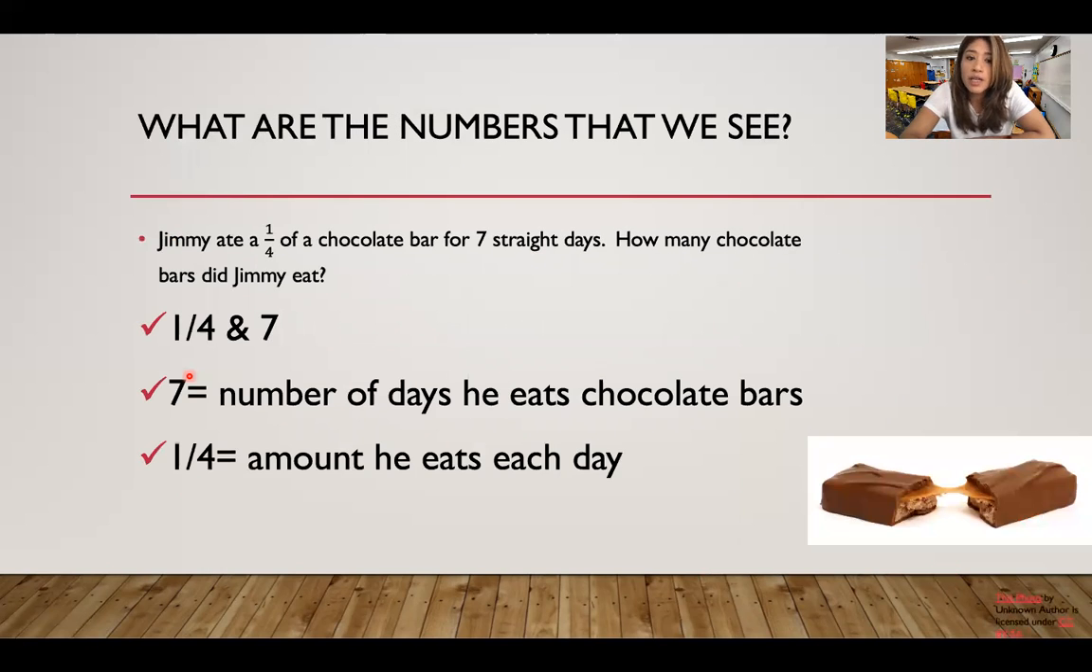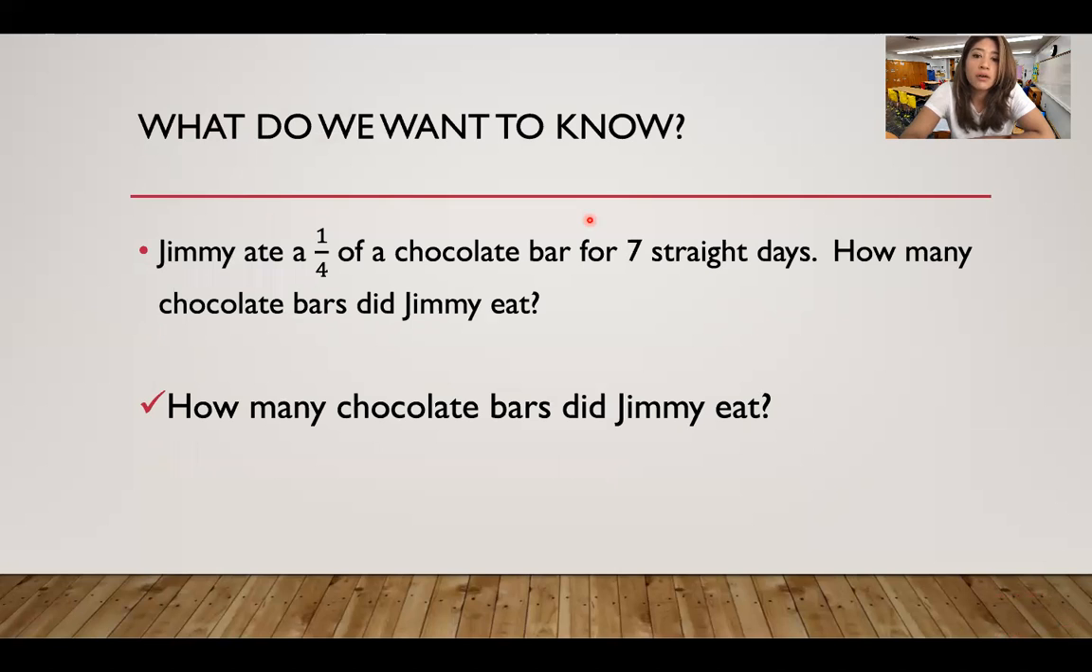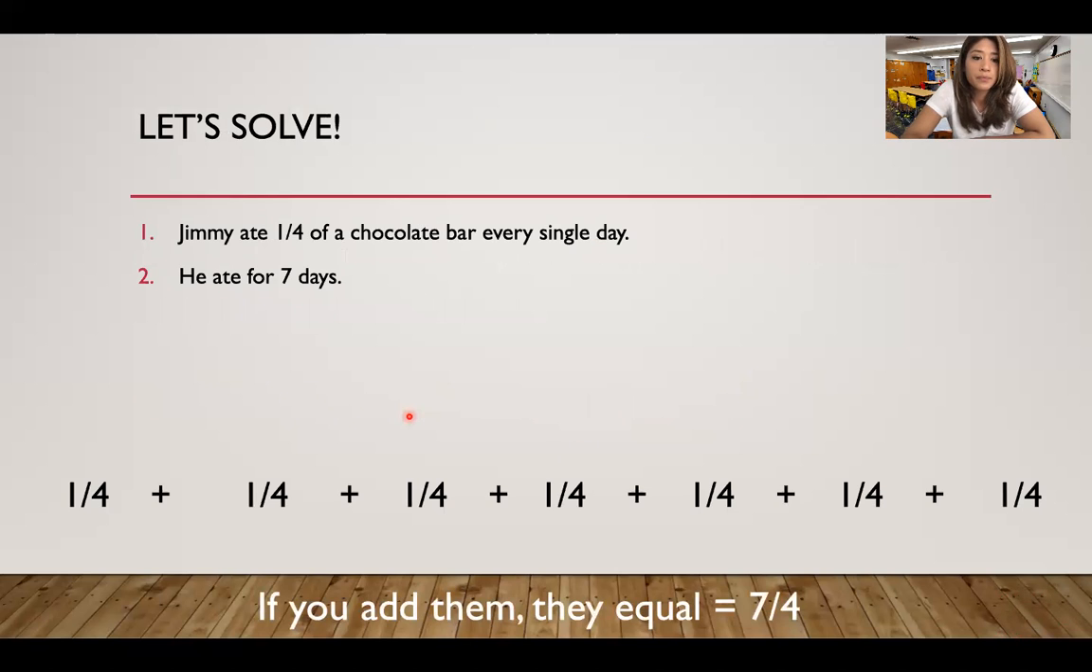Okay, so what are the numbers that we see in our word problem? I see 1/4 and a 7. Okay, what do these numbers represent? The 7 represents the number of days he eats chocolate bars. Okay. And the 1/4 represents the amount he eats each day. Okay. So what do we want to know? What's the question? How many chocolate bars did Jimmy eat total, right? So how do we solve this? Okay.